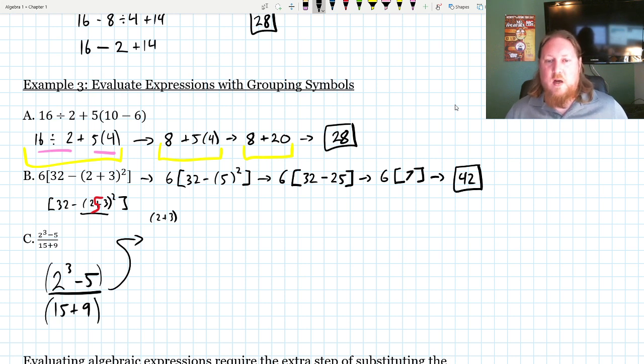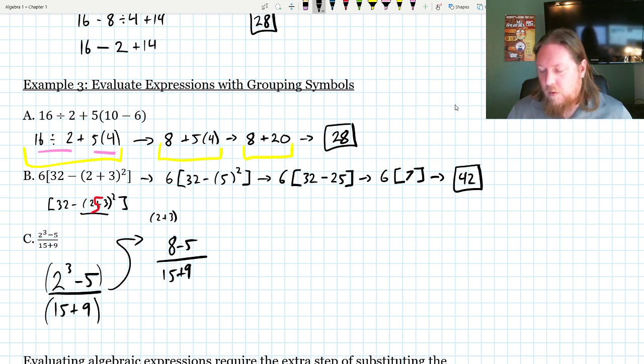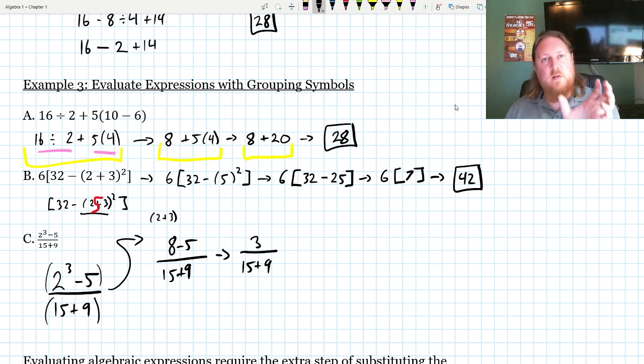I got 2 cubed minus 5. I have an exponent, so I'm going to take care of that. And I get 8 minus 5 over 15 plus 9. Notice I'm still just working one step at a time. You can, of course, combine if you feel confident. 8 minus 5 is 3. 15 plus 9. Now I've combined everything together and evaluated that whole parentheses in the numerator. I'm just down to one number. So now I need to take care of the denominator.